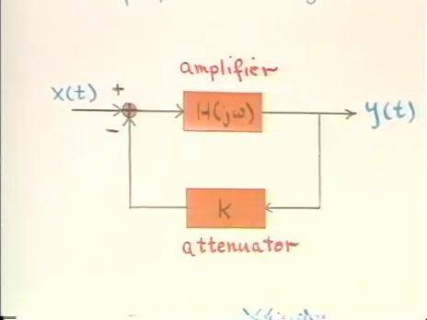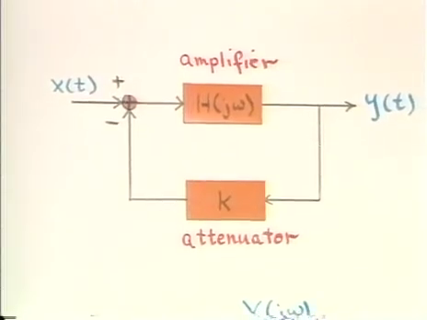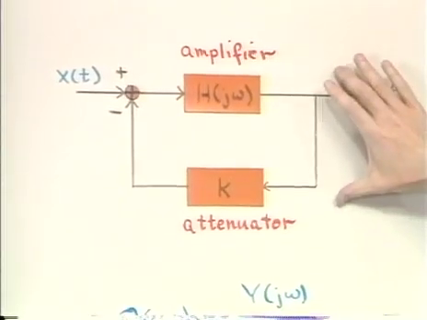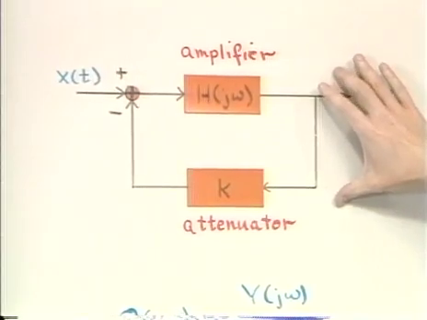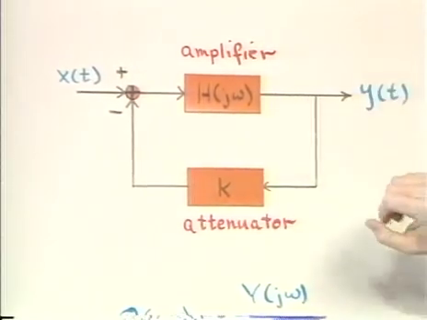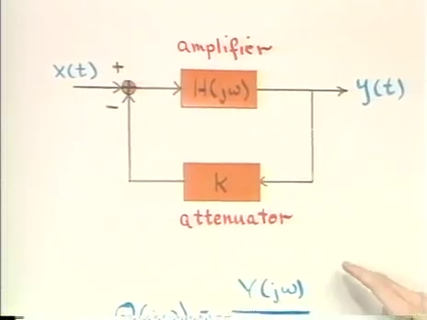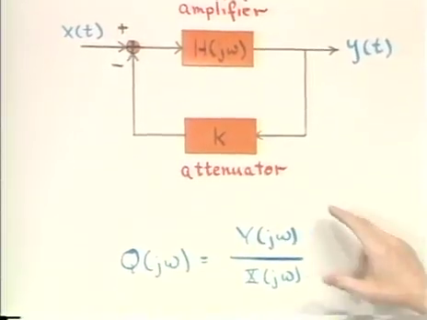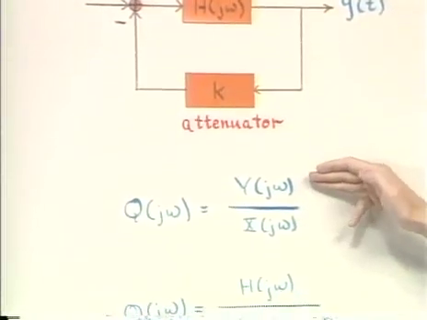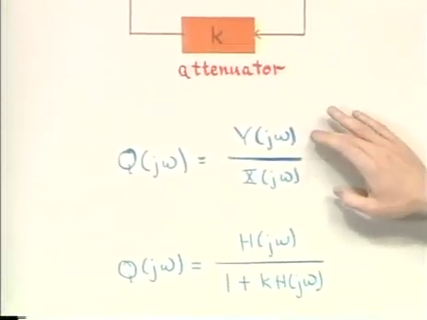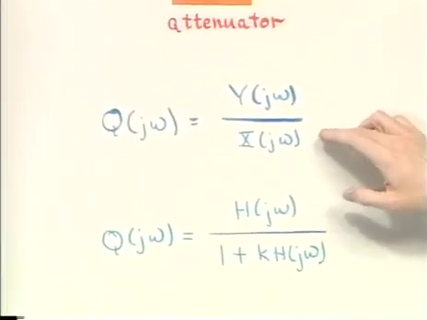Well, let's see how that works out from the feedback equation. We have the basic feedback equation we derived, and we want to look at frequency response, so we'll look specifically at the Fourier transform. And of course, the frequency response of the overall system is the Fourier transform of the output divided by the input.